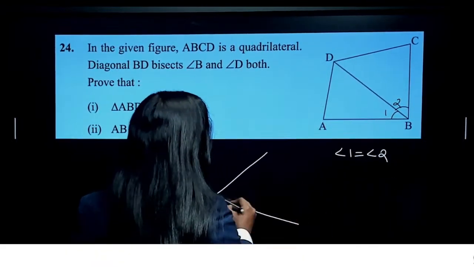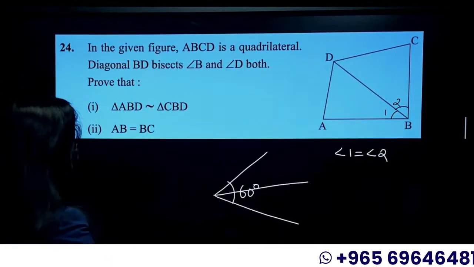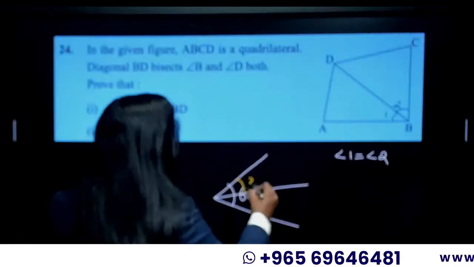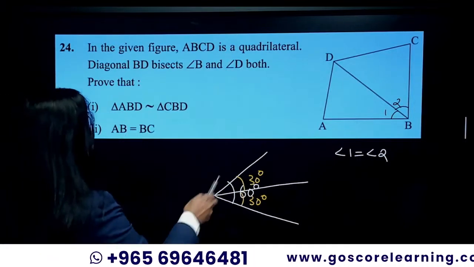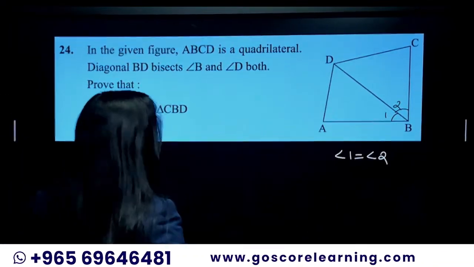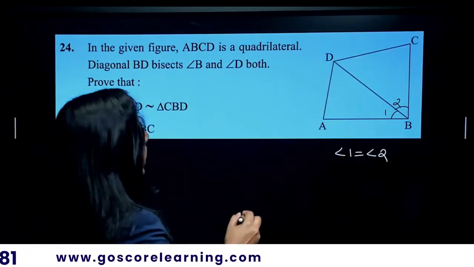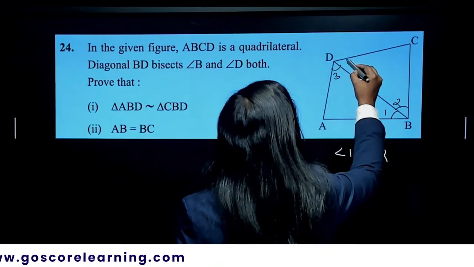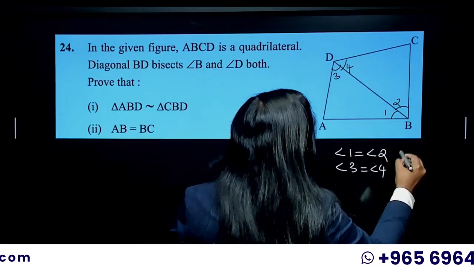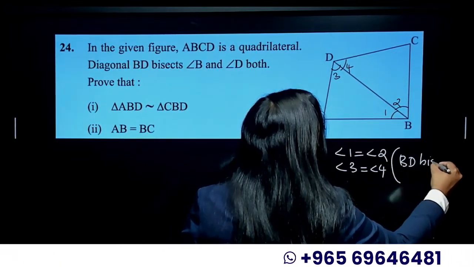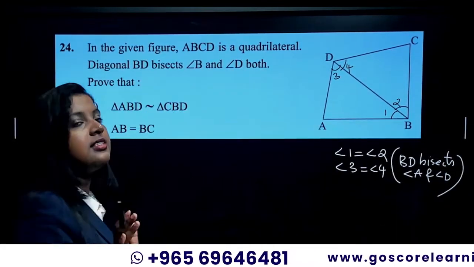Bisecting means if you have an angle like this, the total angle is 60 degrees and a line is bisecting that angle, each of the angles formed here will be 30 each. They'll be dividing that into two equal halves. That is the meaning of bisection. So angle 1 is equal to angle 2. And again, it is given that it is bisecting angle D as well. So let us mark this as 3 and 4. So angle 3 is equal to angle 4. You have to mention the reason. It's given that BD bisects angle B and angle D. Those are the given things.